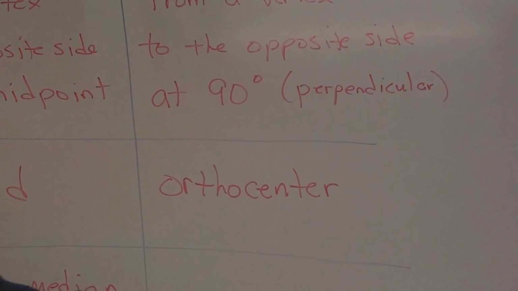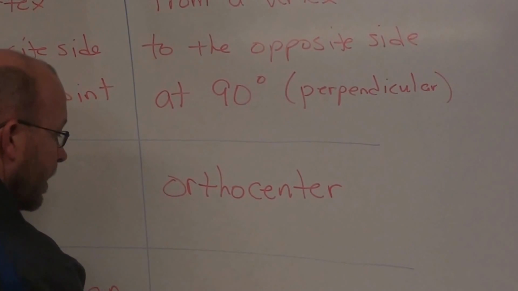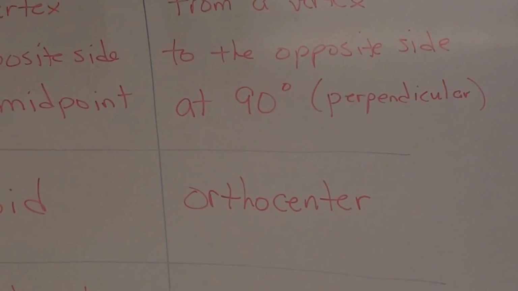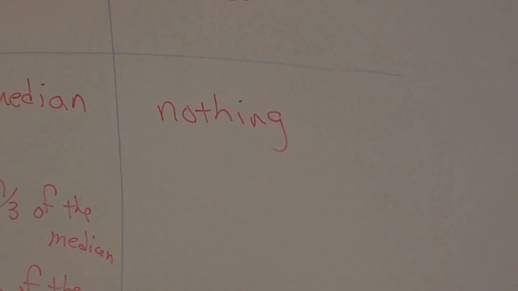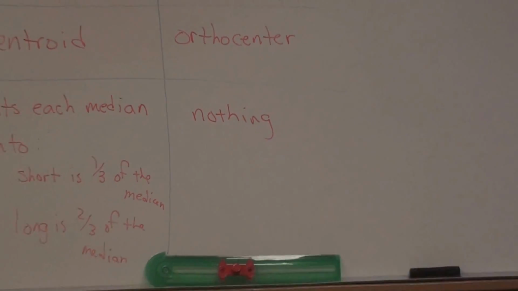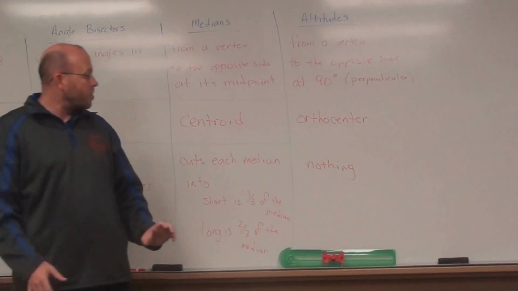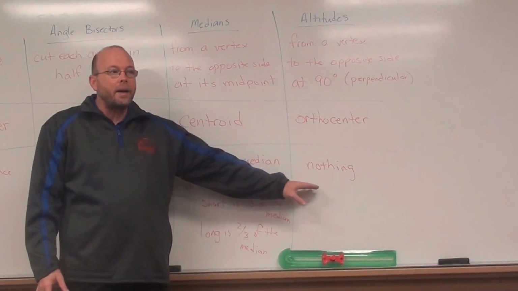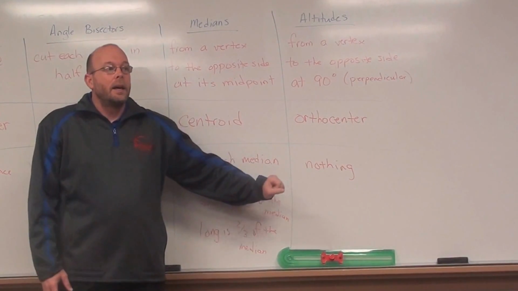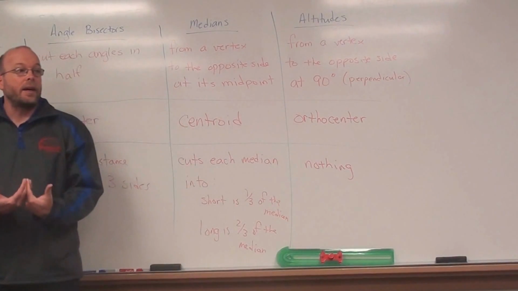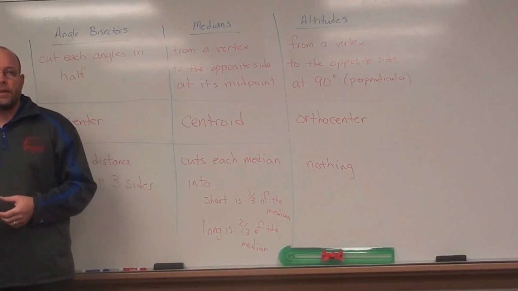And as far as what is special about the orthocenter, nothing really. Really nothing special about it. It doesn't separate the segments into proportional parts. It's not equidistant from the vertices. It's not equidistant from the sides. There's really nothing real special about it at this point. We may explore something later, but right now, we're just gonna say nothing. So you kind of get a free pass on that one.